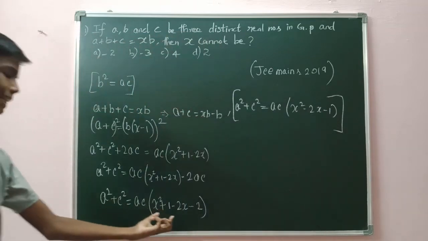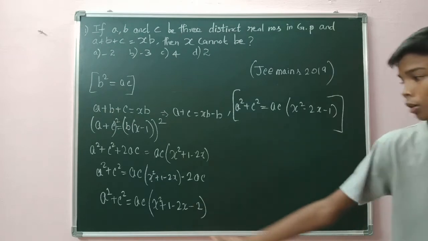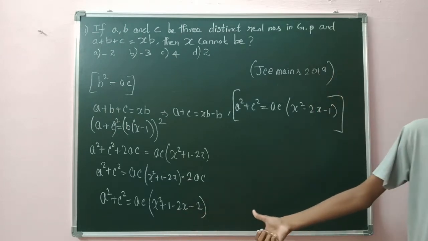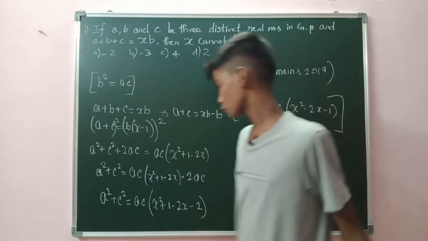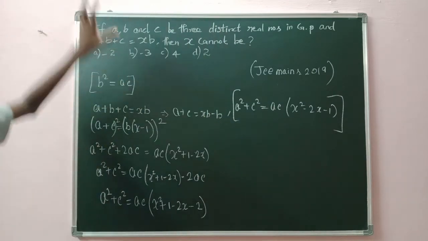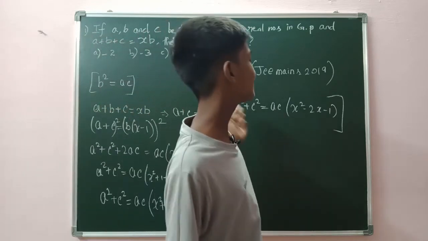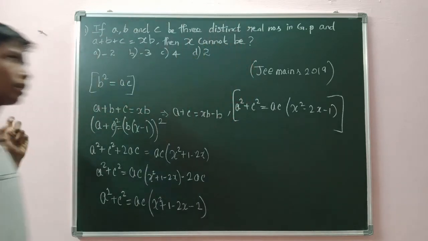Just solve it. X square plus 1 minus 2x minus 2 will be x square minus 2x minus 1, because plus 1 minus 2 is minus 1, and that is what I got now. So after solving this equation, I got to know that a square plus c square is equal to AC into x square minus 2x minus 1.